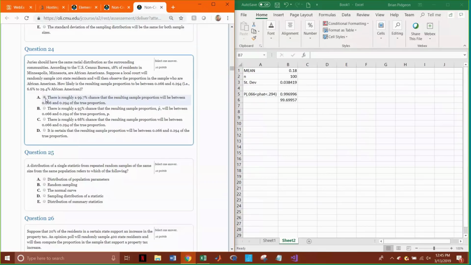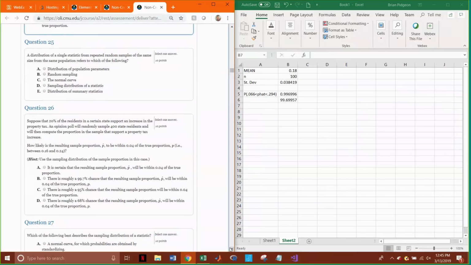The other way that you could have done this question is to use the standard deviation rule. Take your mean and subtract 3 standard deviations to the left, and you'll get 0.066. Take your mean and add 3 standard deviations, and you'll get 0.294. So the standard deviation rule tells you that approximately 99% of the data is within 3 standard deviations.